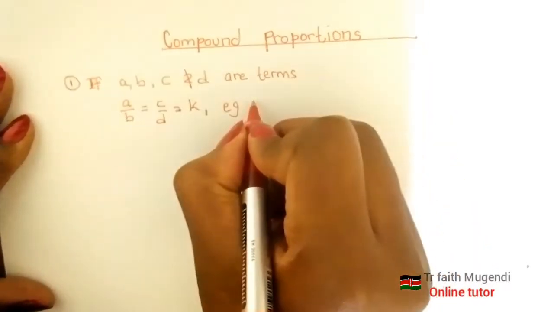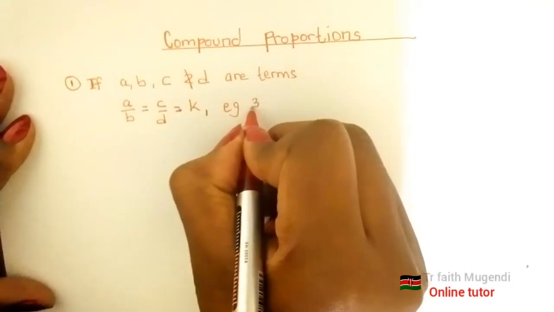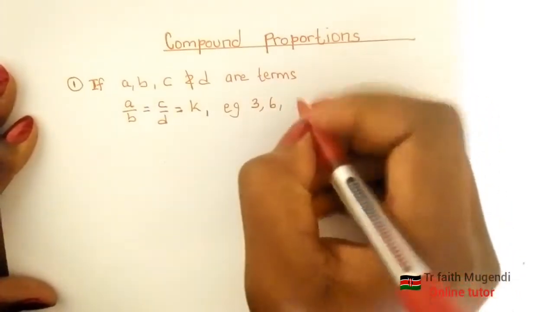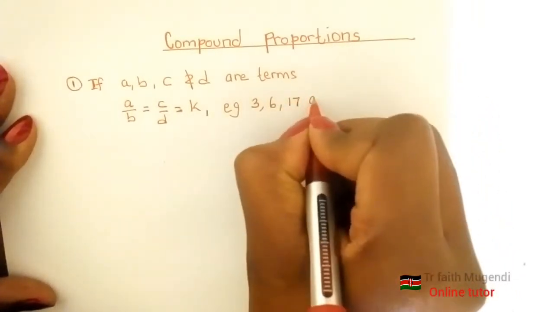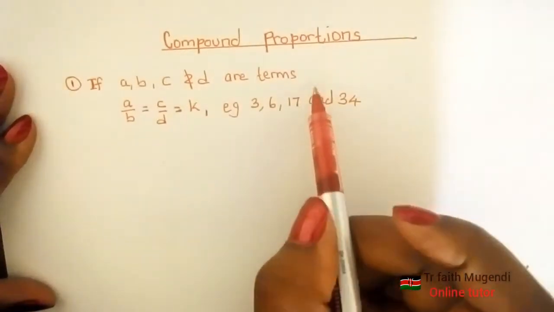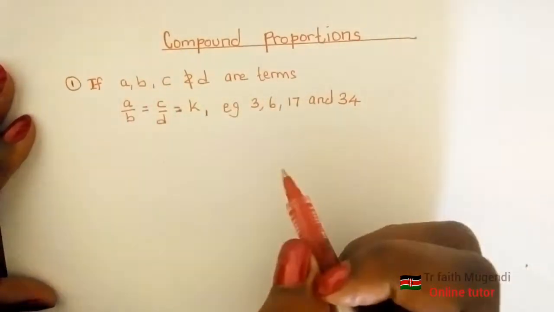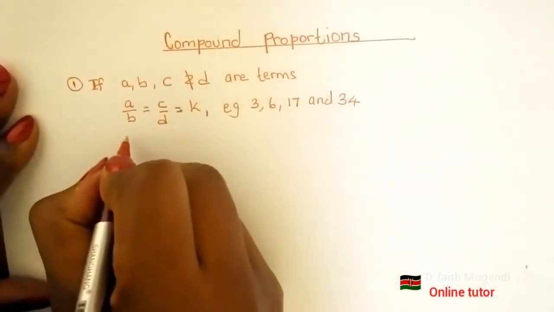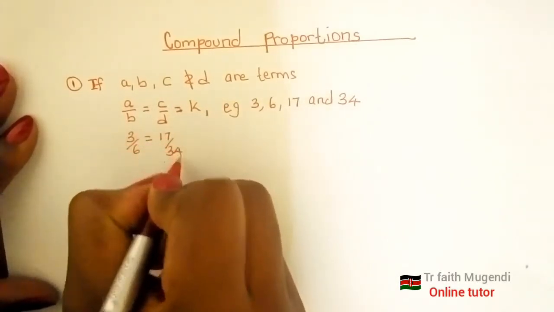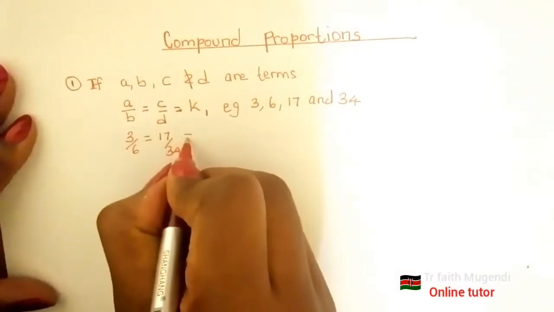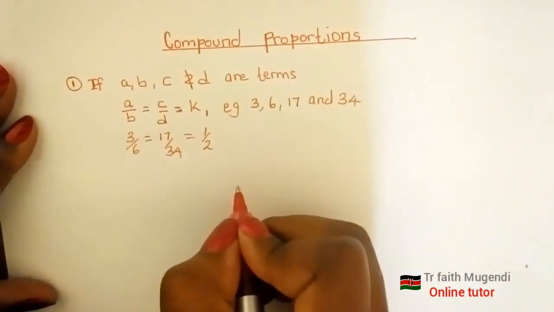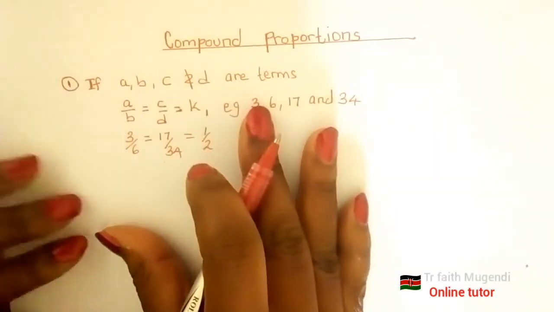For example, if we have 3, 6, 17, and 34 to be our terms A, B, C, and D respectively, then we say that 3 over 6 is equal to 17 over 34. If you simplify completely, you're going to get K1 as half. That is principle number one.